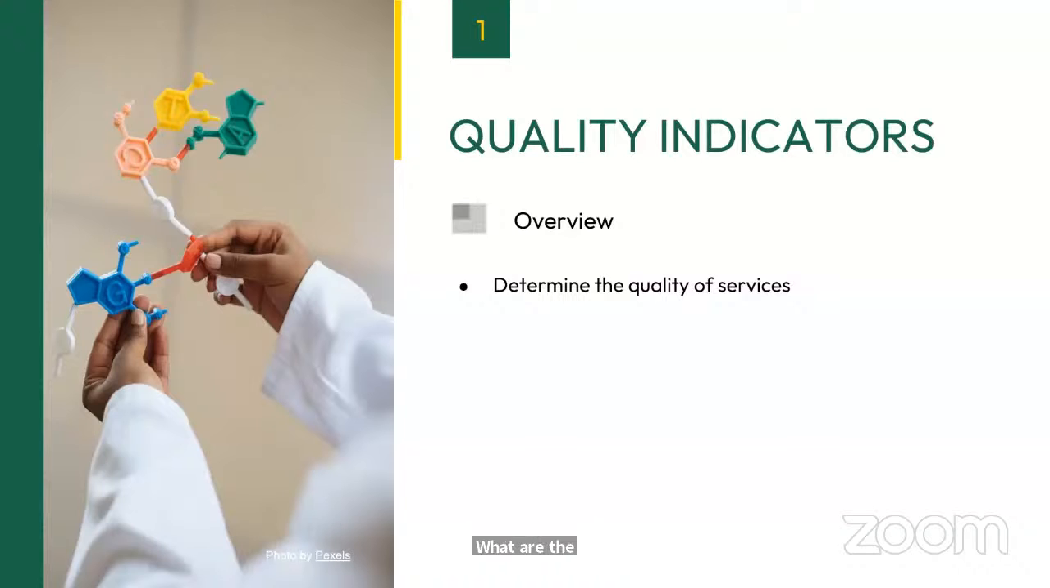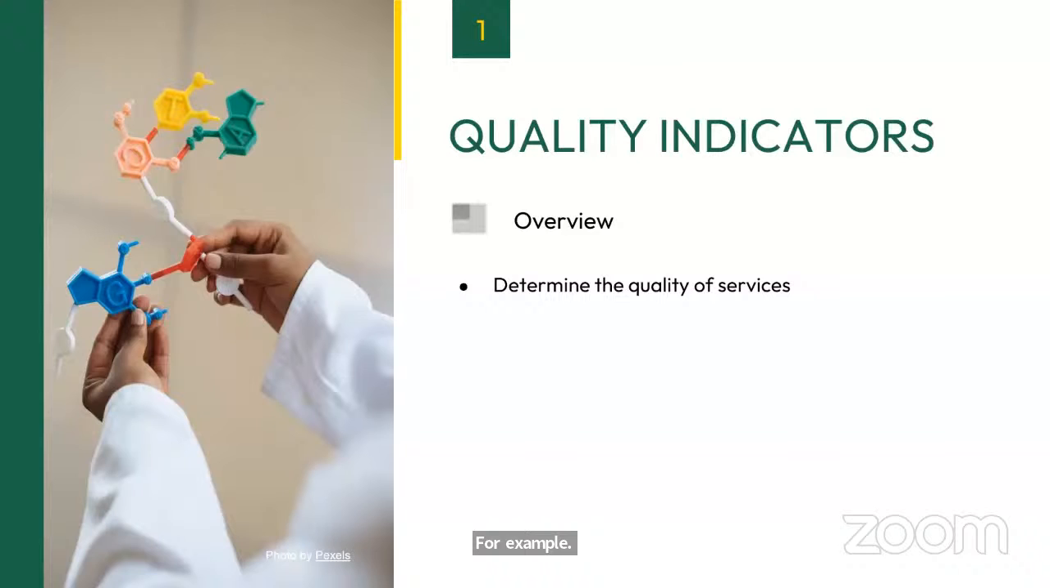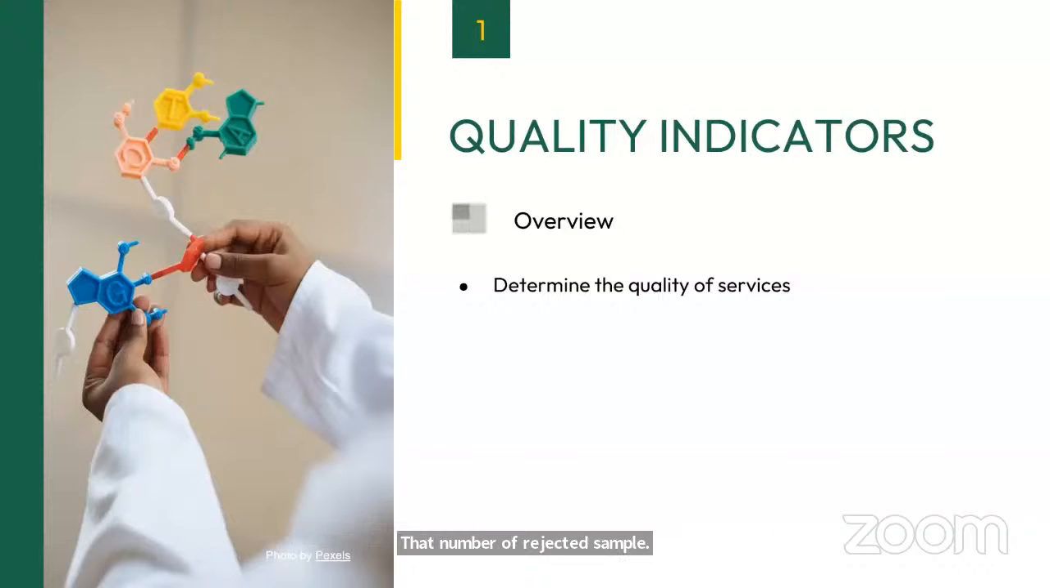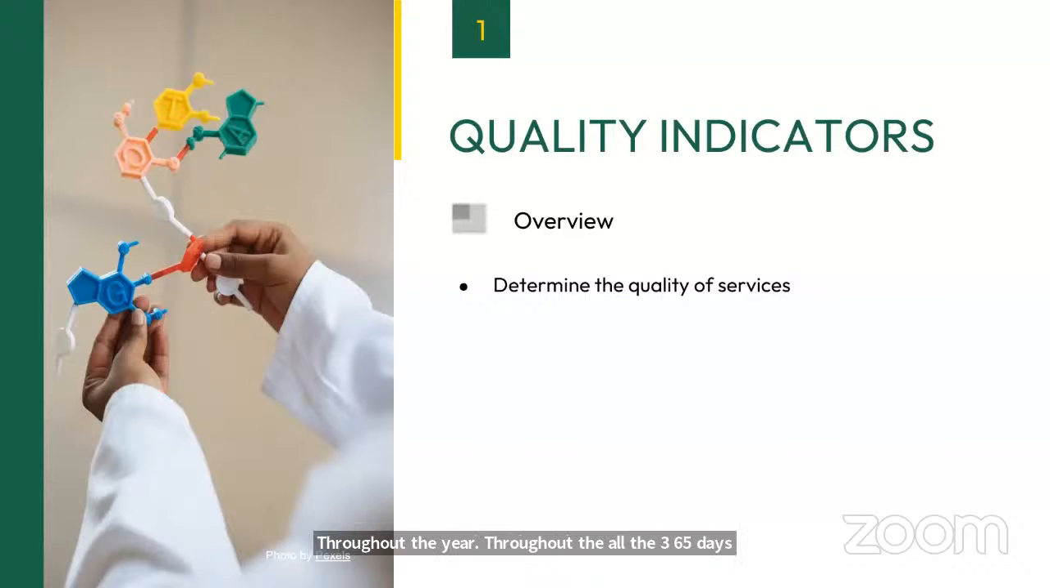Now, many times I have seen, when you look at the quality indicators of some laboratories, for example the number of rejected samples in the laboratory, the lab has a beautiful Excel sheet and is plotting a beautiful graph. But when you observe the data, you will see that the number of rejected samples on the first day is 0, second day 0, third day 0, fourth day 0, fifth day 0. Likewise, throughout all 365 days of the year, the laboratory has not rejected even a single sample.